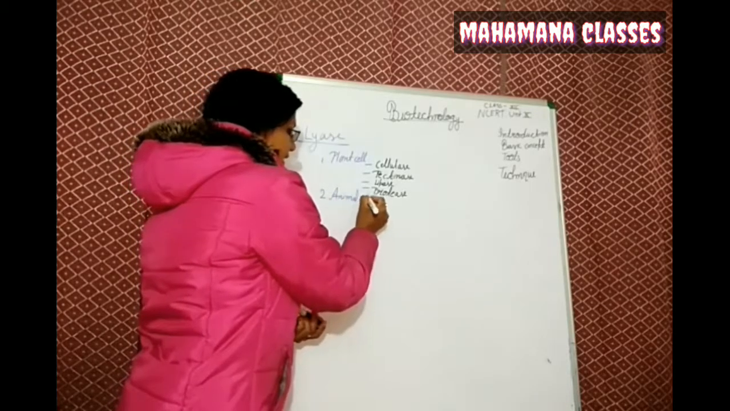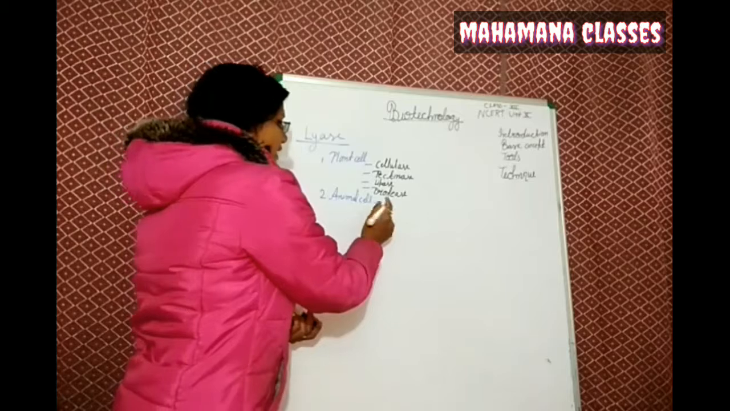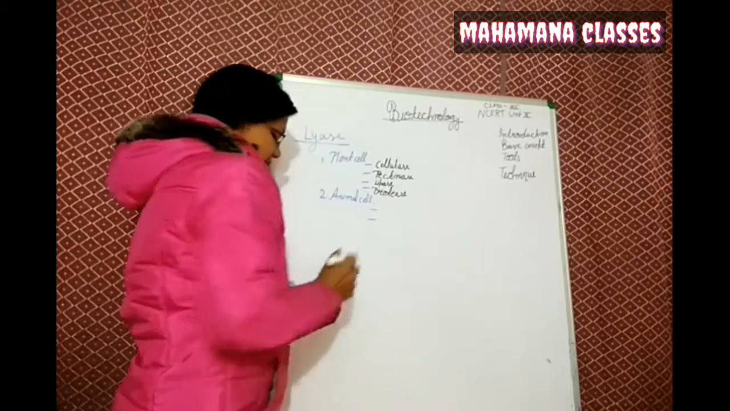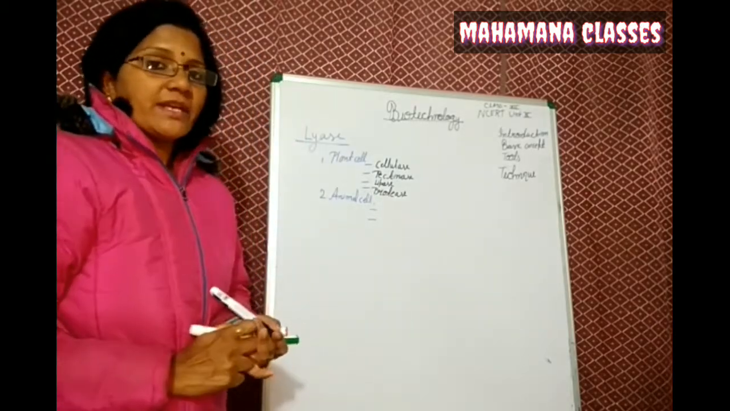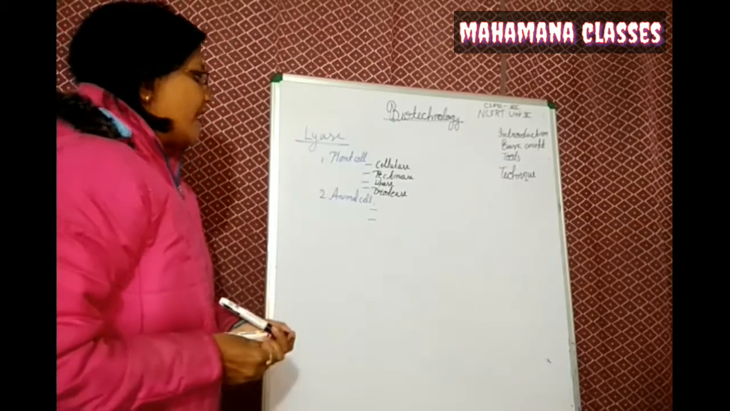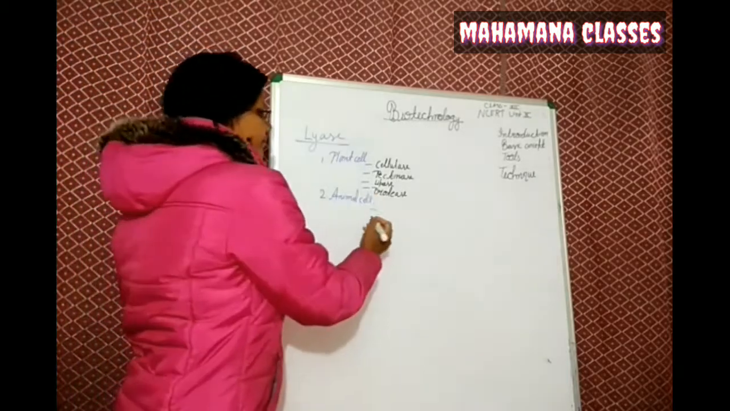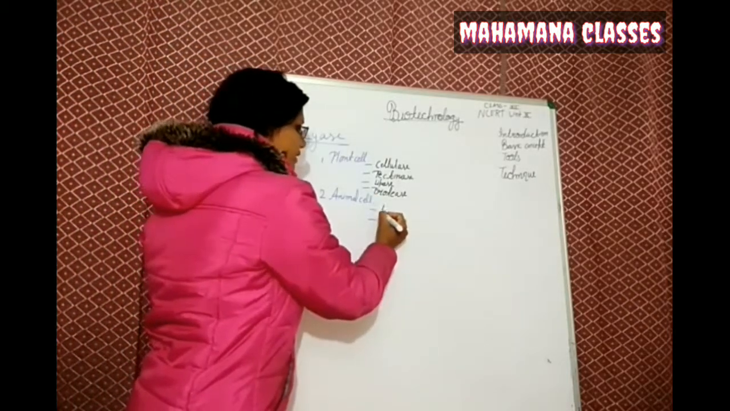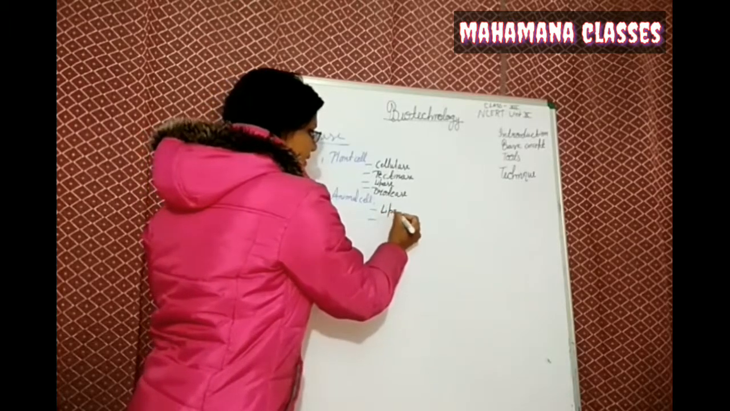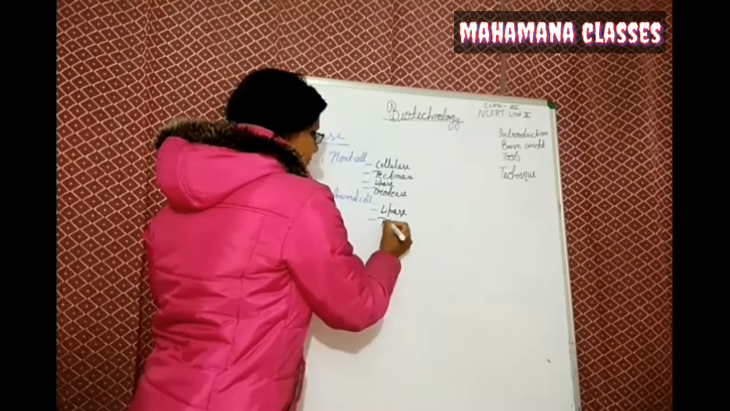Then if our cell is an animal cell, in an animal cell there is nothing like a cell wall. There is only a cell membrane, and this cell membrane mainly has lipids and protein. So we need only lipase and protease.